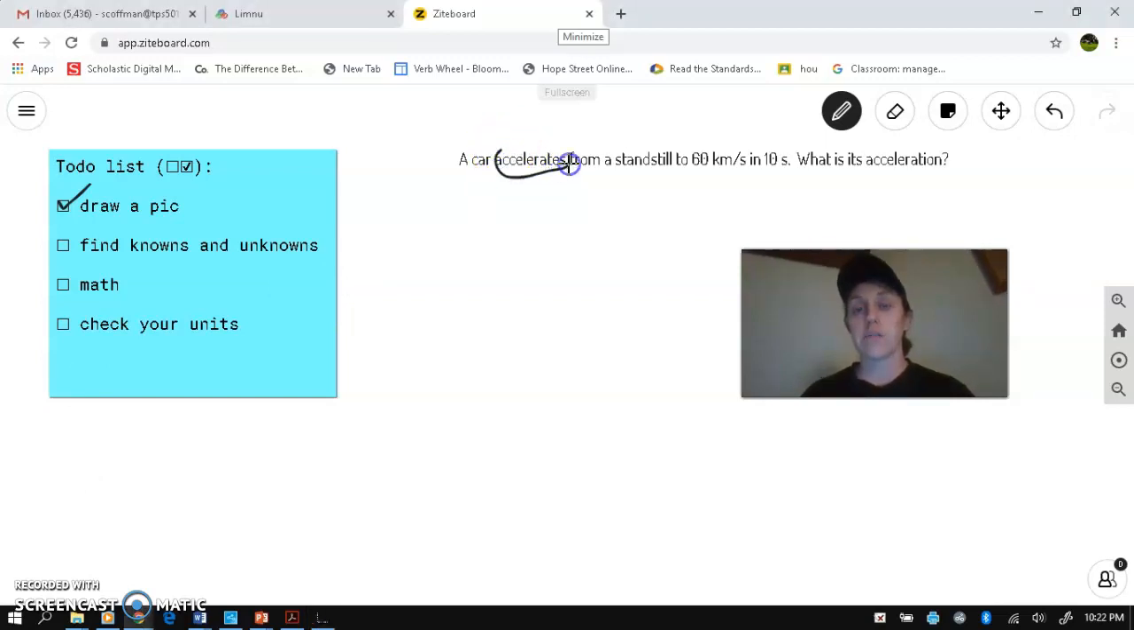accelerates. I'm going to highlight, I'm going to go back, I'm going to read the problem, then I'll go through the set. A car accelerates from standstill to 60 kilometers per second in 10 seconds. What is its acceleration? So what I'm going to do is kind of break down this problem. So it accelerates, that's a key thing, standstill, 60 kilometers per second, 10 seconds, and then it's asking the acceleration. So we have a car. So I'm going to draw my picture.